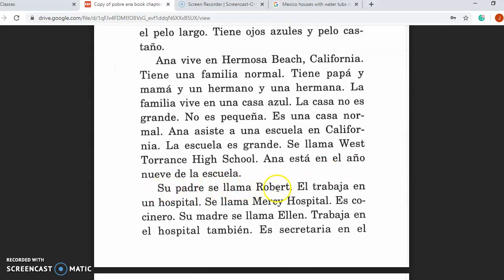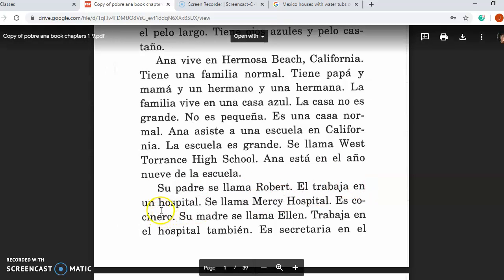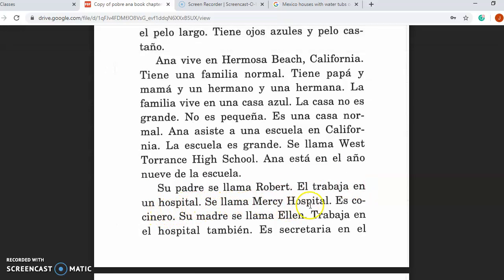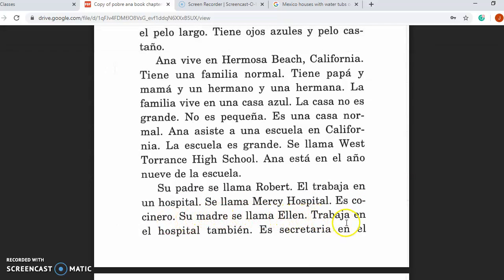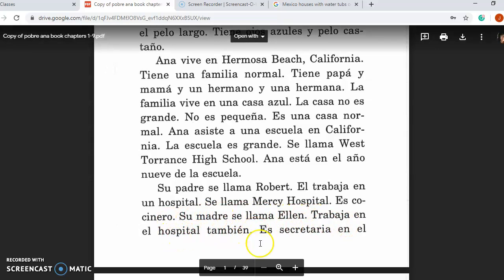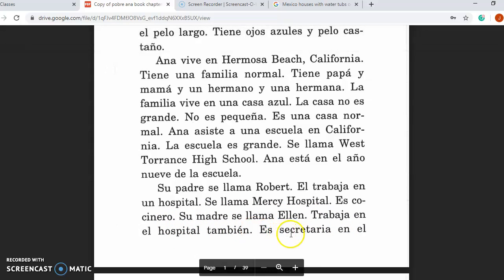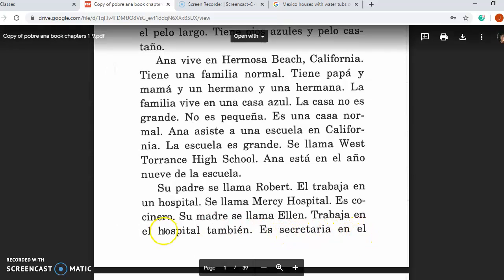Su padre se llama Robert. Él trabaja en un hospital. Se llama Mercy Hospital. Es cocinero. Su madre se llama Ellen. Trabaja en el hospital también. I'm going to stop right here because this sentence carries on into the next page and we'll translate.